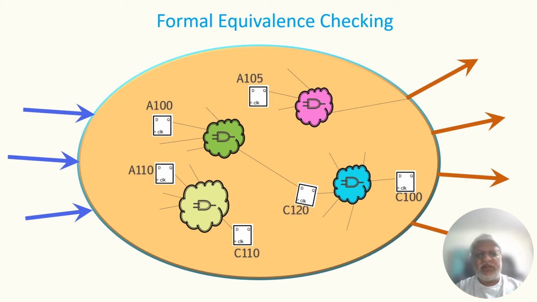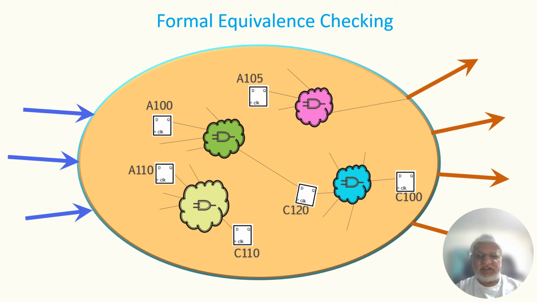So this design block needs to be made into a formula, and that can be any canonical representation, and that one we need to take through the binary decision diagrams. Okay, this is one method. Then we need to compare these golden design and the current revised design.